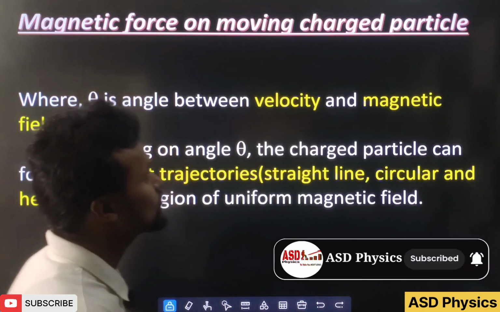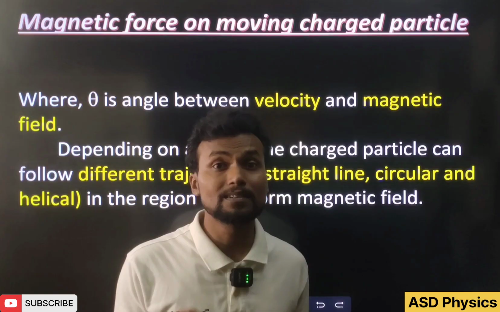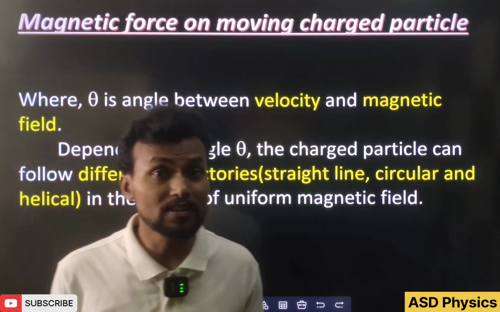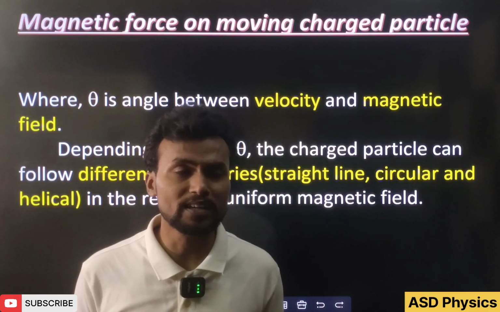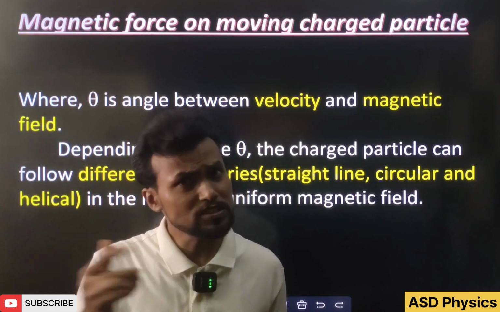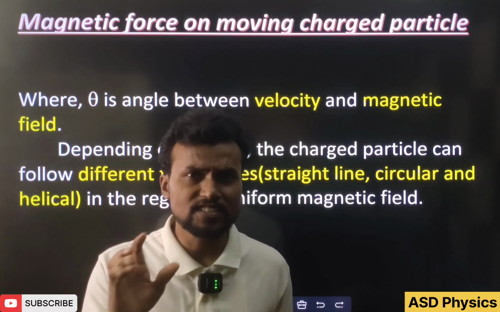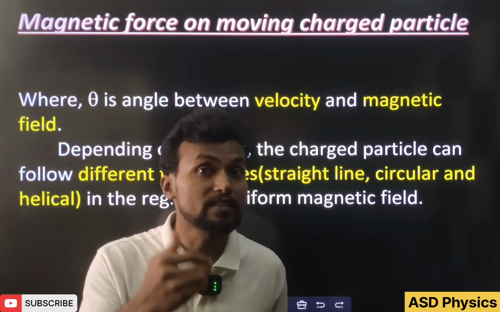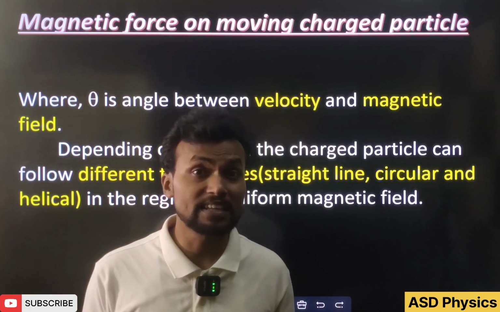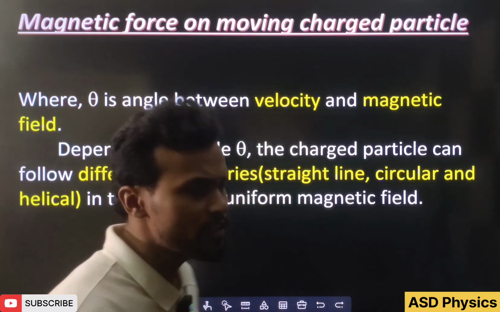So students, in this video we are going to learn magnetic force on moving charged particle based cases. You know very well, whenever a charged particle moves in a magnetic field, it experiences a force. This force can be zero, it can be maximum, and it can be between 0 and the maximum value. In all these cases, the charged particle will follow different trajectories, maybe straight line, maybe circle, maybe helical. All these trajectories and their mathematical expressions we are going to learn in this video. So let's go through it.